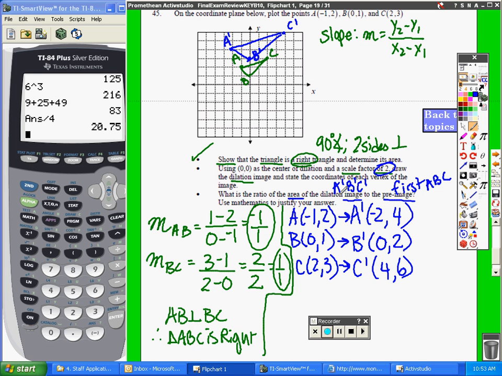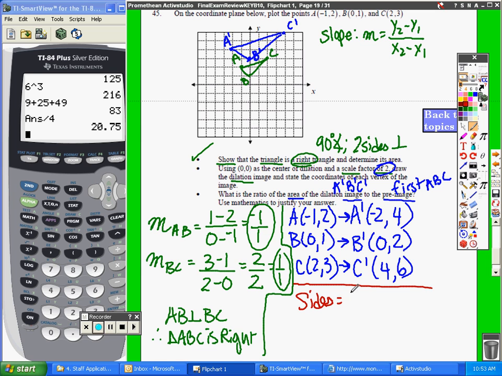Now, like we talked about before, the ratio of the sides is going to be basically 2 to 1, because our new image is twice as long as our first image because we multiplied everything by 2. So if we want to get the ratio of the areas, all we have to do is take our sides and square them. So that's going to be 2 squared to 1 squared, or basically just 4 to 1.